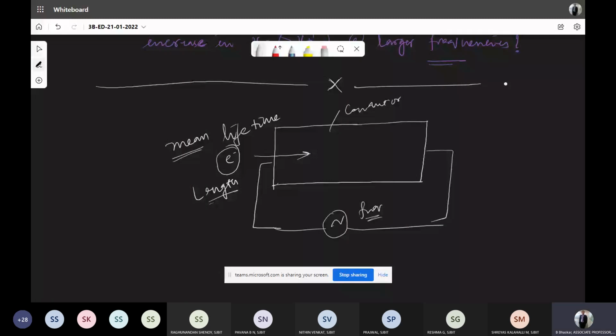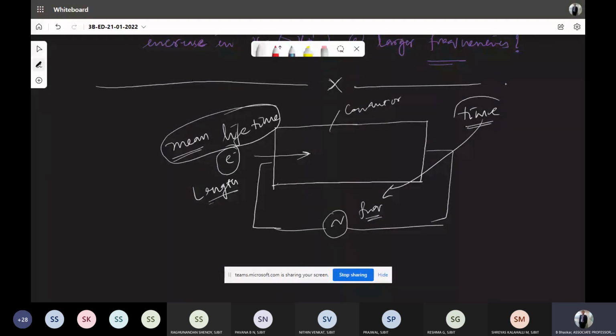Because frequency will decide. I want somebody to complete the statement. Frequency decides what? Frequency decides the time value. What is this time which is relevant to this frequency? It is relevant to the mean lifetime of the electron.